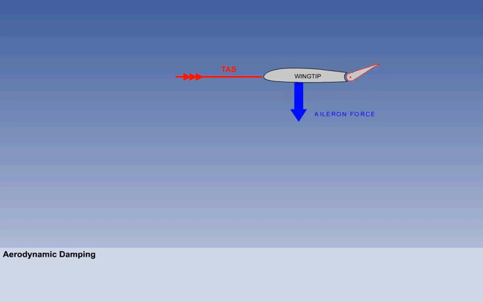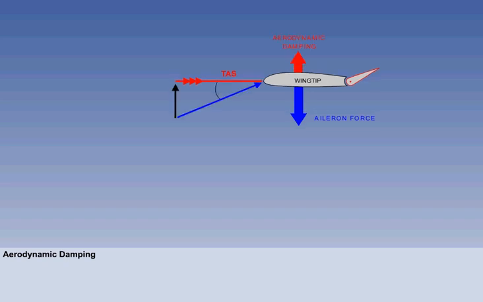The aileron has been moved up to generate a downforce. The aircraft will begin to roll. This wing is now moving downwards in addition to moving forwards. The black vector represents the downward speed of the wingtip. The blue vector represents the effective airflow and is the resultant of the TAS and the rate of roll.